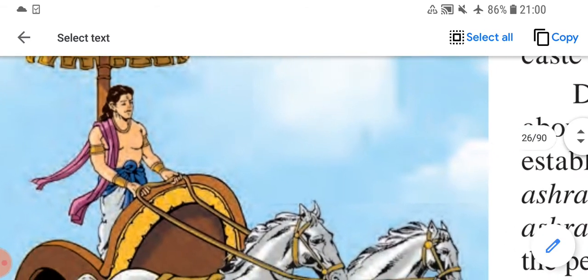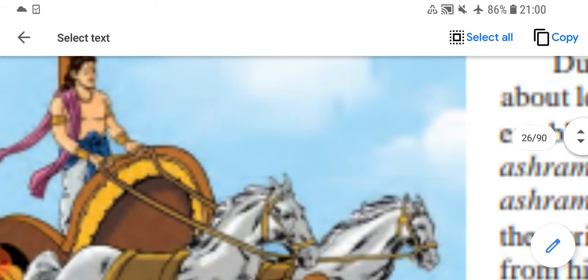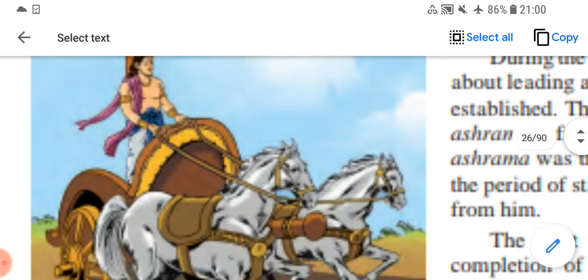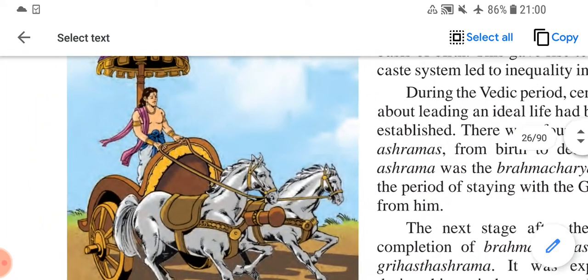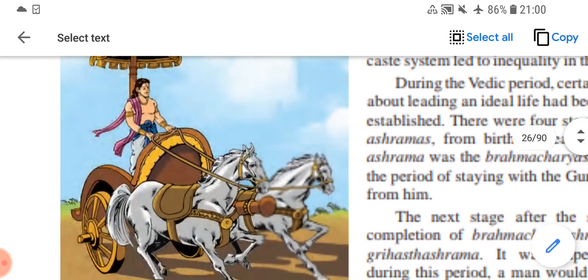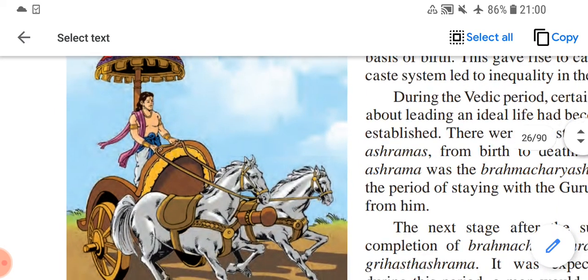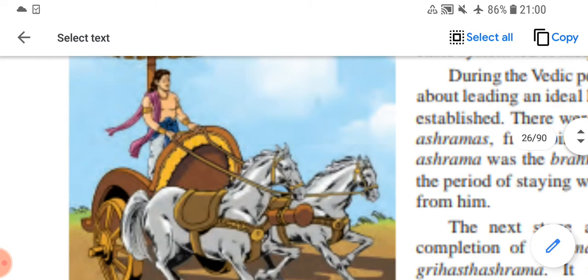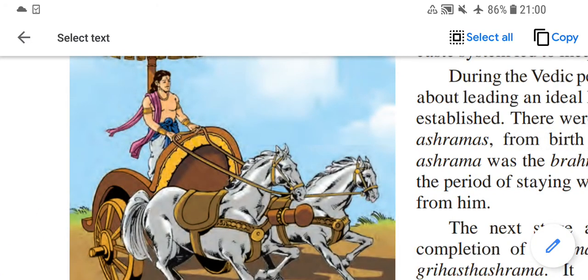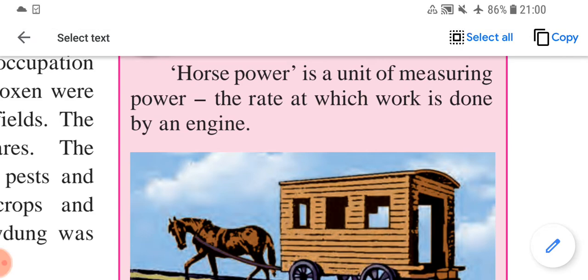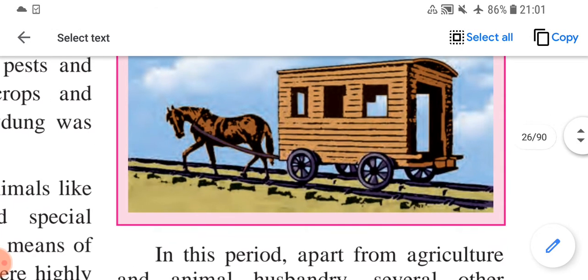See this chariot. The horses, can you see? That is called a chariot. Horsepower is a unit of measuring power, the rate at which work is done by an engine.